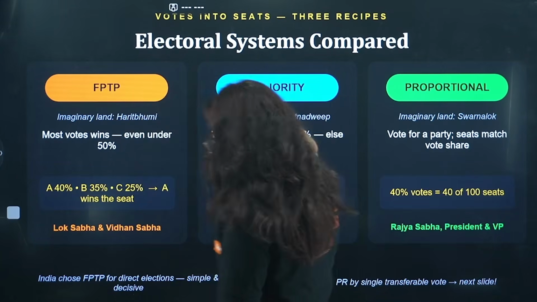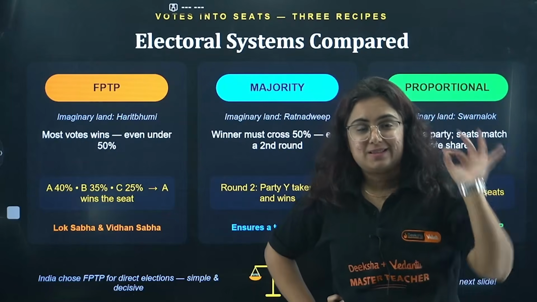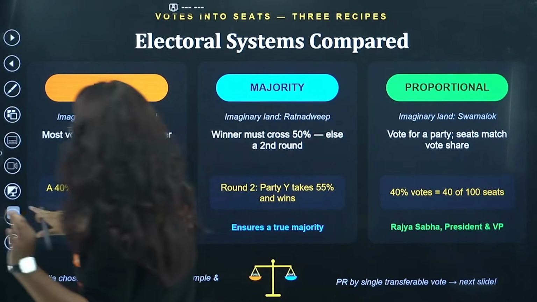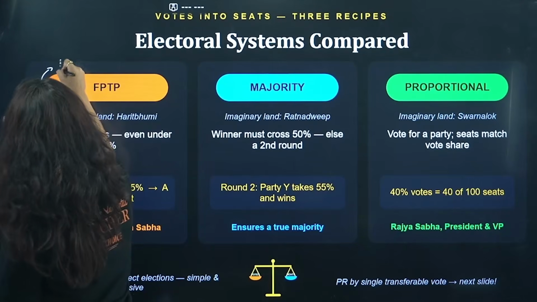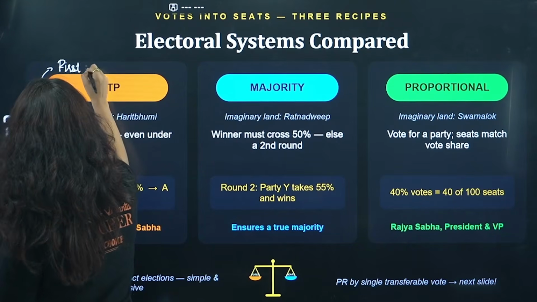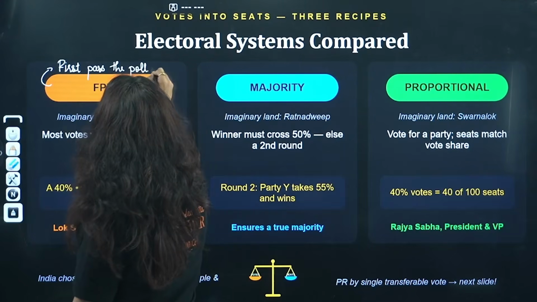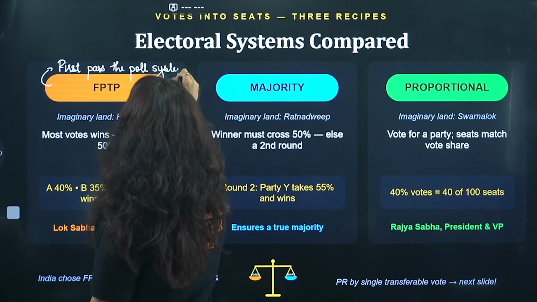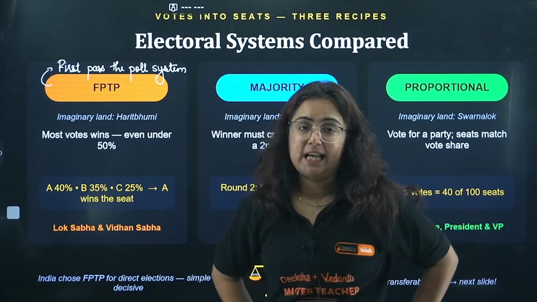FPTP. Now what is that? First past the poll system. I will write the full form over here so that you don't get confused, beta. FPTP is first past the poll system. Okay? We will learn it with a very easy example from our daily life.